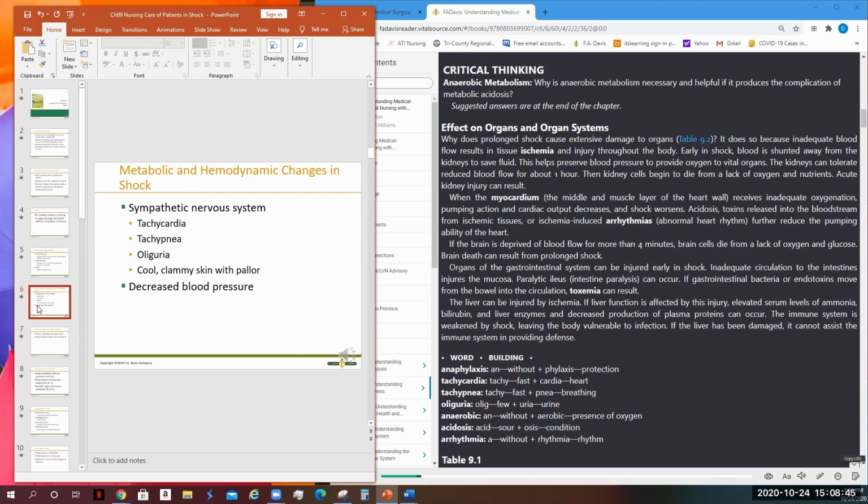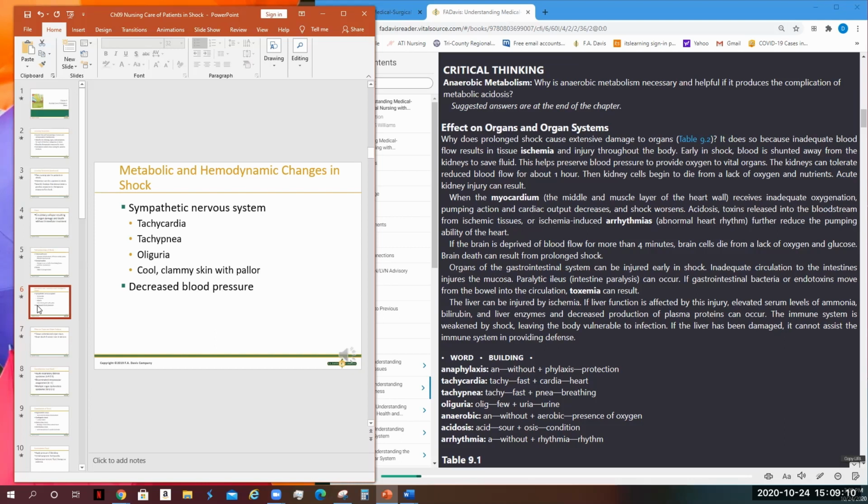Organs of the gastrointestinal system can be injured early in shock. Inadequate circulation to the intestines injures the mucosa. Paralytic ileus, intestine paralysis, can occur. If gastrointestinal bacteria or endotoxins move from the bowel into the circulation, toxemia can result.